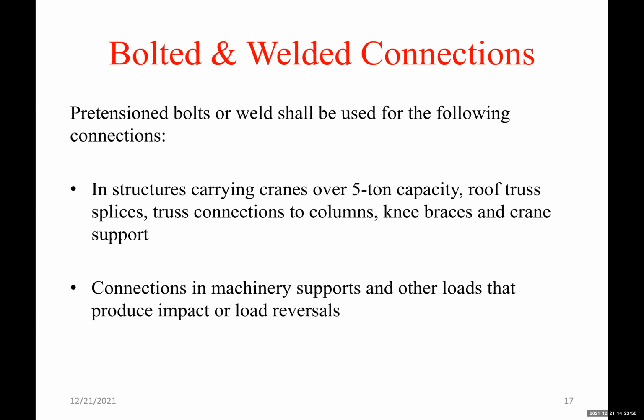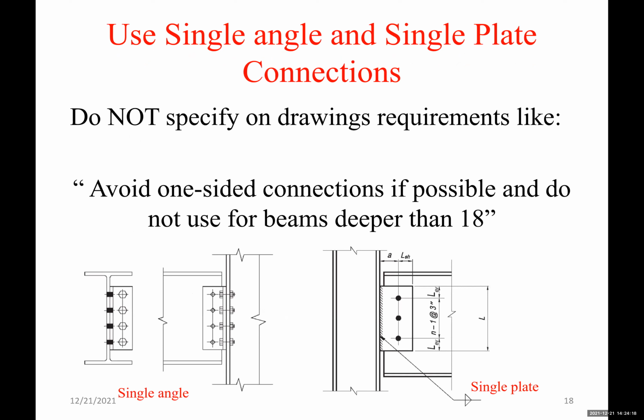And structures carrying cranes over 5-ton capacity, roof truss splices, truss connections to columns, knee braces, and crane supports. For those, we have to use pretension bolts. Connections in machinery supports and other loads that produce impact or load reversals, for those we have to use pretensioning.